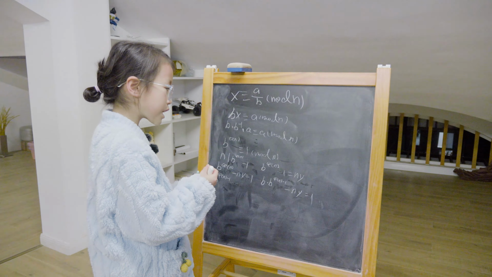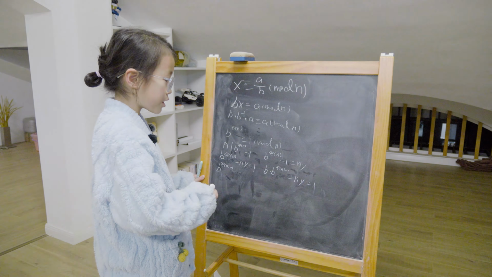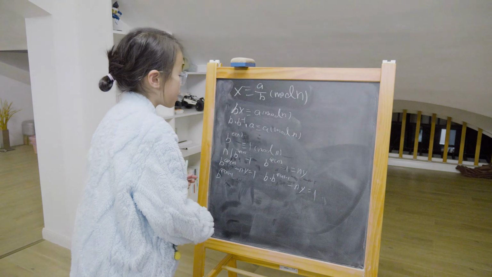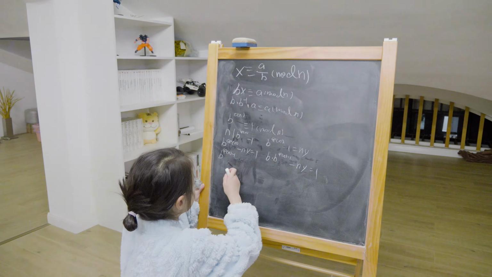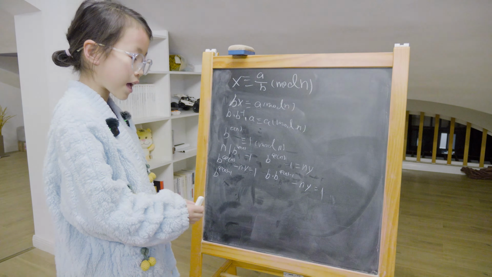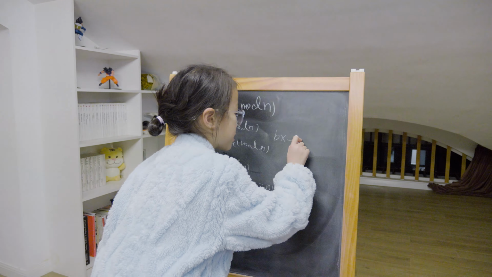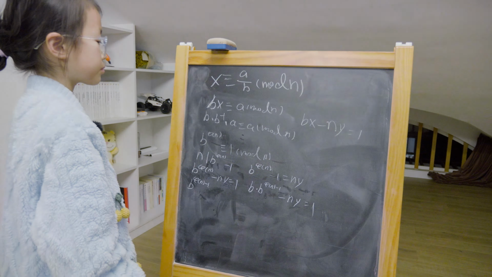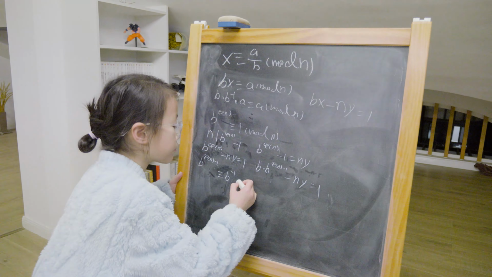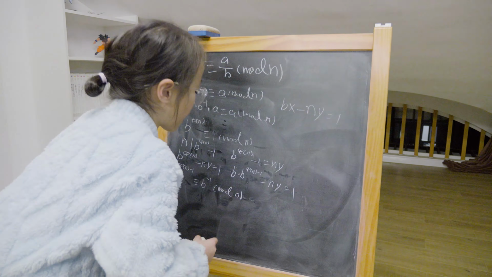And b to the negative 1, the modular inverse element of b mod n, we can calculate using the Bezout equation, and this value is also a root of x, because the Bezout equation is bx minus ny equals 1. So it's congruent to b to the negative 1 mod n. I've used algebra to prove it.